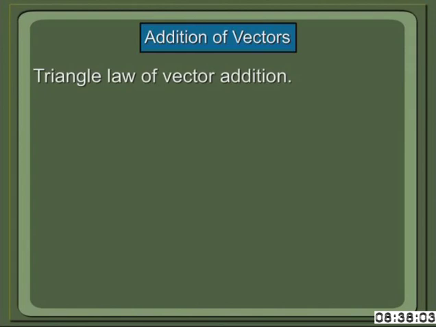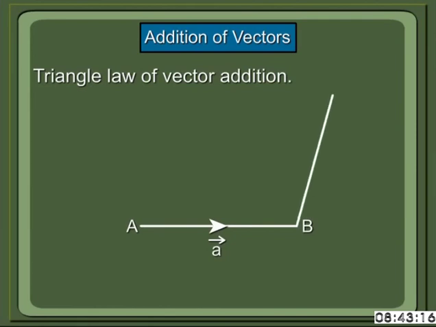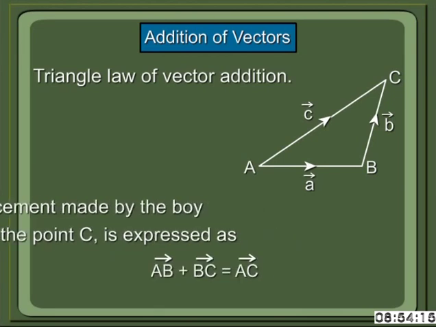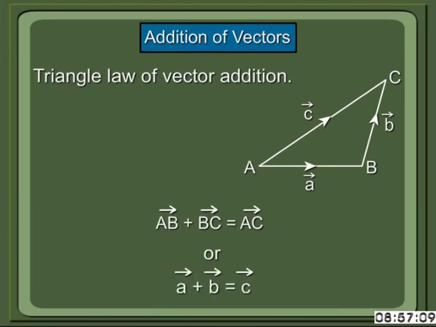Now we will learn addition of vectors. We can find the addition of vectors by two methods: triangle law of vector addition and parallelogram law of vector addition. First, we discuss the triangle law of vector addition. If a boy moves from A to B and then from B to C, the net displacement made by the boy from point A to point C is expressed as vector AB plus vector BC is equal to vector AC, or vector A plus vector B is equal to vector C. This is known as the triangle law of vector addition.